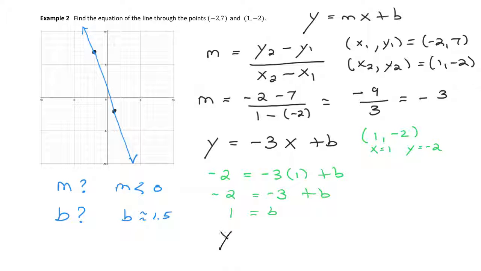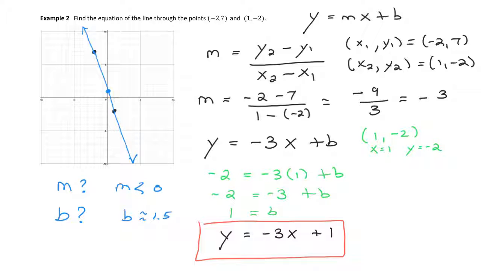If I go back to my equation, I know the slope was negative 3, and I know b, so that's right here: y is equal to negative 3x plus 1. This formula is the equation of the line that goes through the points negative 2, 7, and 1, comma negative 2. You could even plug that information in here to check to see that it's true.